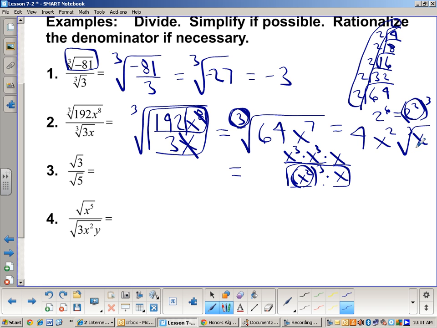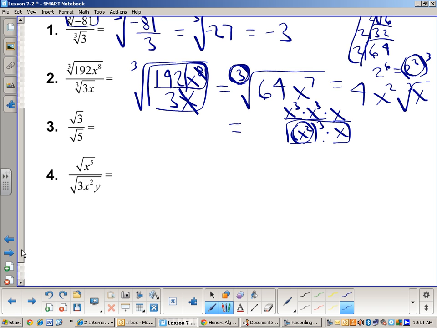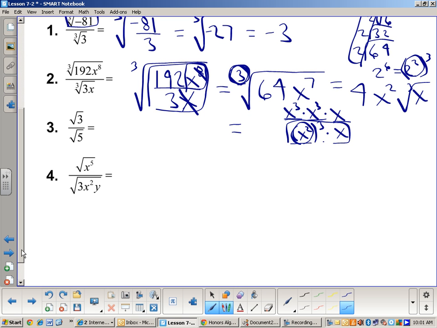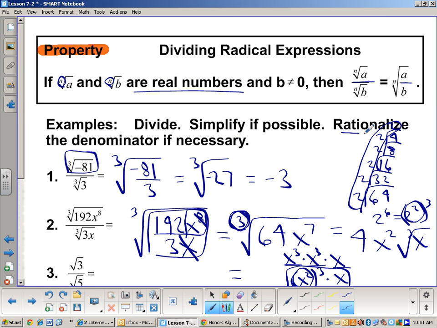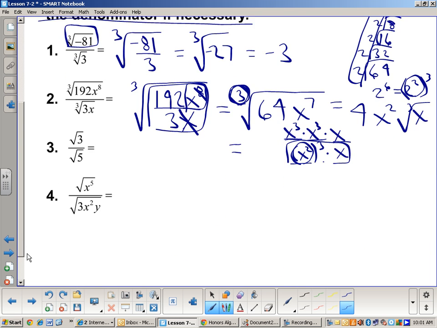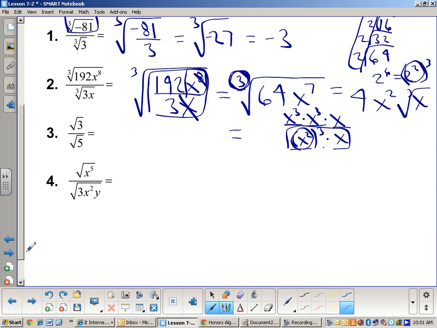Would the number 3 be no solution because there's no index involved? Or no outside? Yeah, that's a 2. Oh, yeah. If we go back to the directions, it said rationalize the denominator when necessary. And on number 3, that's what we're doing right now. If you remember from geometry, you cannot leave a radical sign in the denominator.